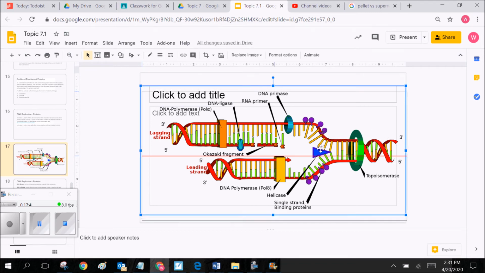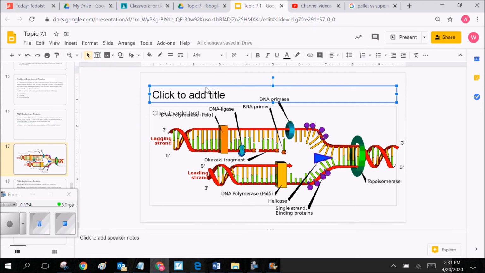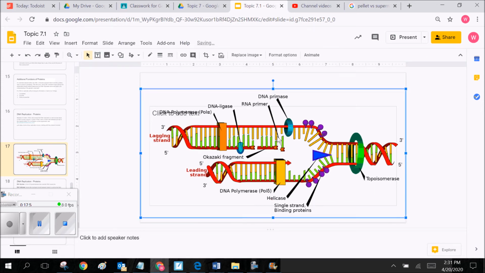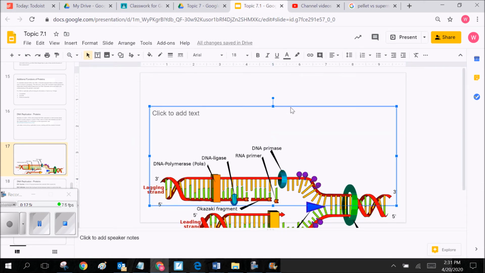I'm going to shift this down because I can see that the click to add title thing is getting in the way. There we go. I'm also going to shift this down and get rid of this because this is also going to get in the way inside.